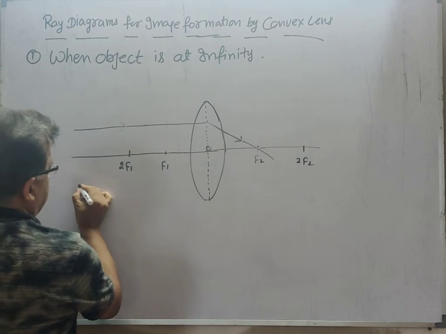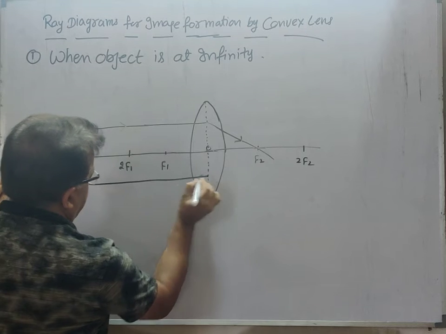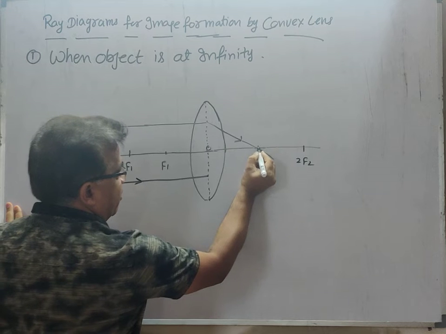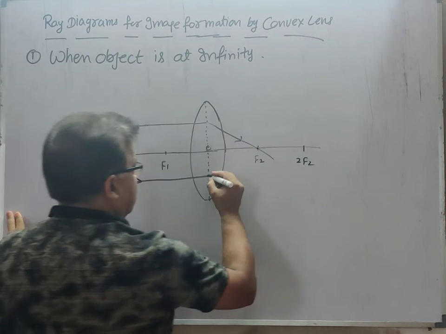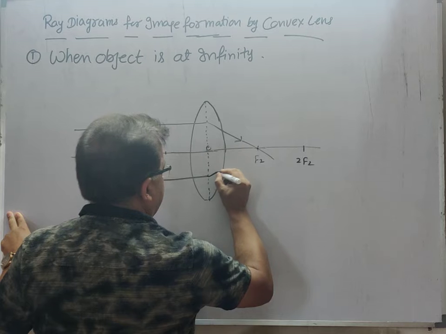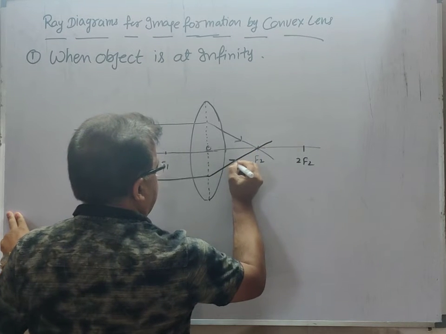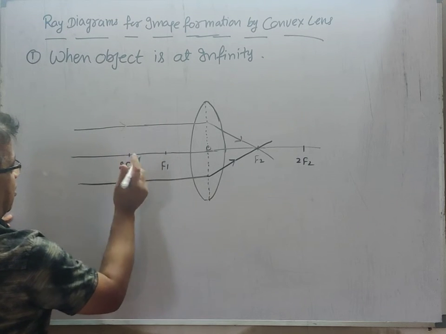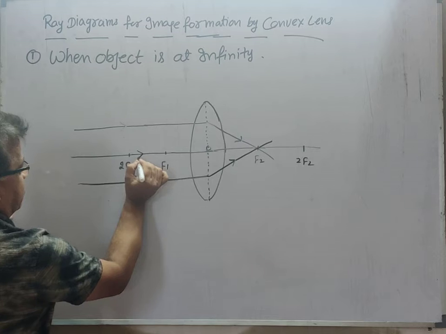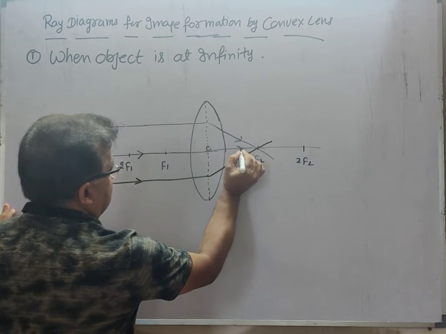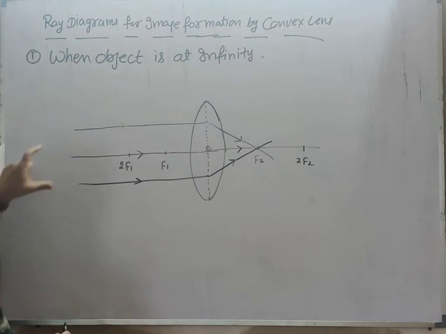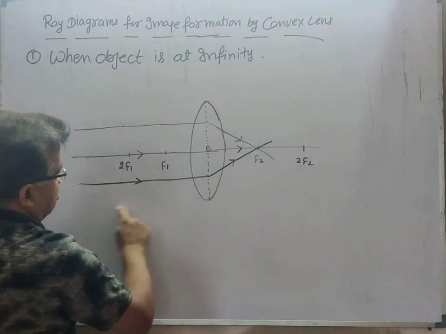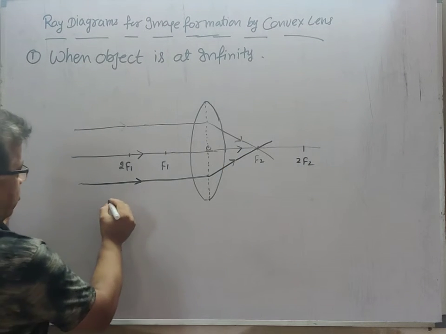Similarly, an incident ray parallel to the principal axis, after refraction, will pass through the focus on the other side. We can consider this also a ray coming and after refraction passing through this. So we can show these 2 or 3 rays. If you want to show more rays, then the next ray passes through it, the next ray passes through it.